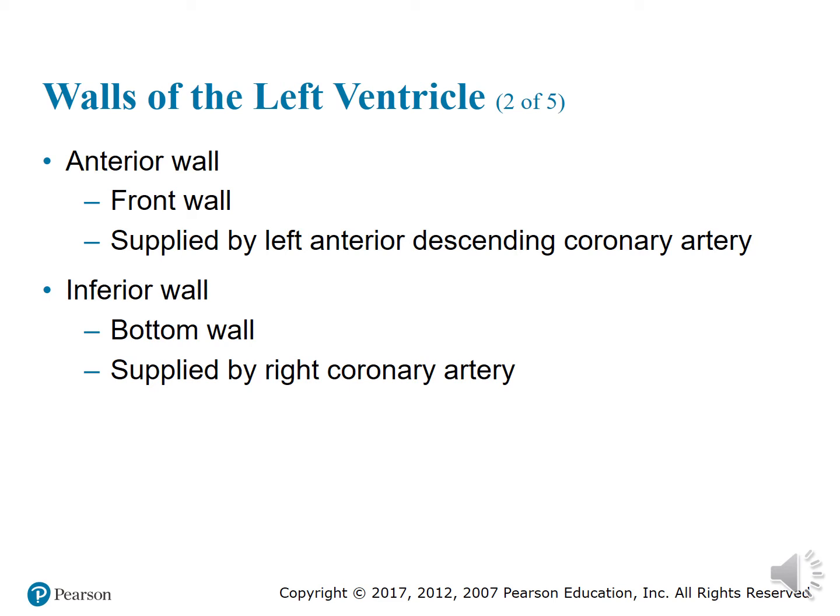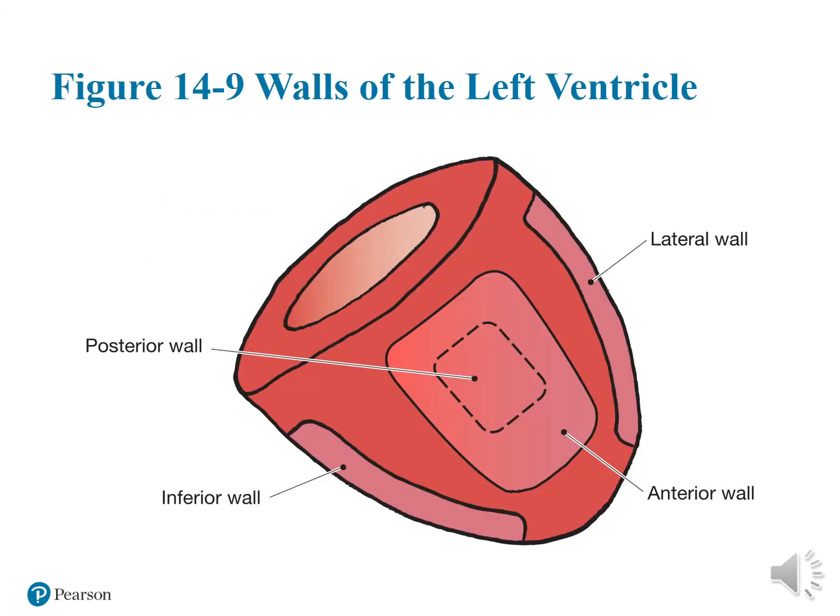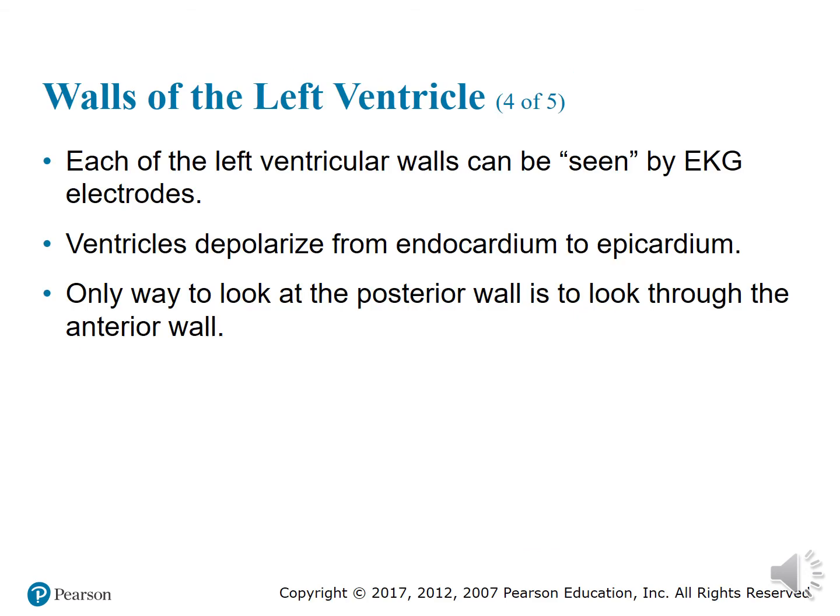We have the lateral wall, the left side, supplied by the circumflex, and the posterior wall, the back wall, supplied by the right coronary artery. So here are the different walls of the ventricle: your posterior, inferior, lateral, and anterior walls of the left ventricle.